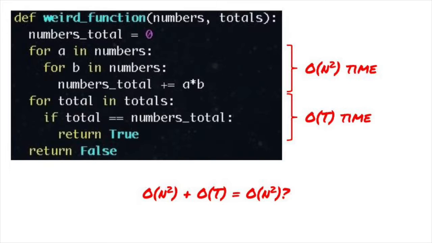It's tempting to say n squared is second degree and t is first, so this is O of n squared, but that's wrong. N could be a few elements and t could be millions. They're not related to each other, so we have to include both. This code is O of n squared plus t. By the way, the runtime of this code can be improved. I'll leave that as a challenge for you.